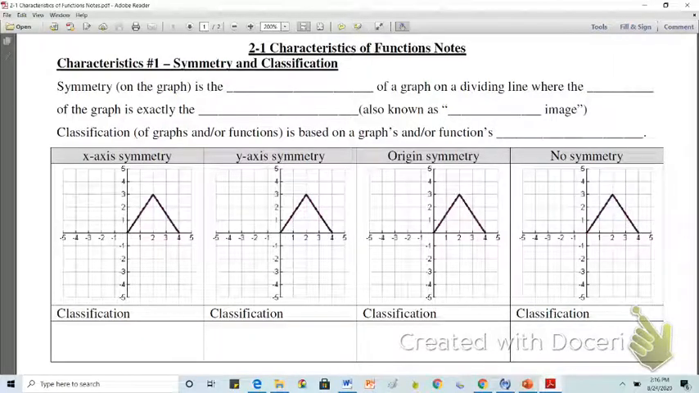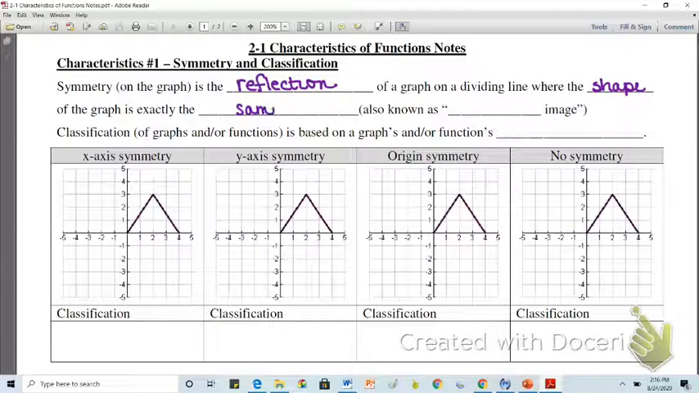Today we're going to be talking about 2-1 characteristics of functions. The first characteristic we are going to look at is symmetry and classification. Symmetry, remember, is the reflection of a graph on a dividing line where the shape of the graph is exactly the same. This is also known as the mirror image.